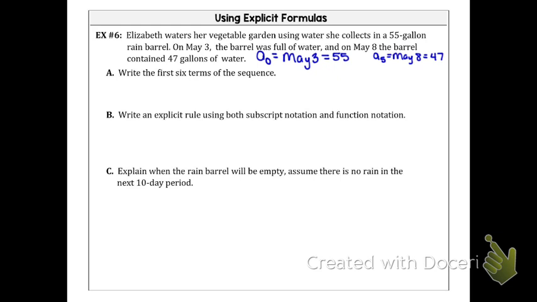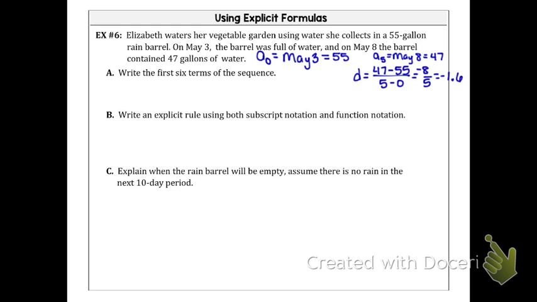All right, so again, we can find our difference by finding that slope. So difference will equal 47 minus 55 over 5 minus 0. So negative 8 divided by 5, which is negative 1.6.